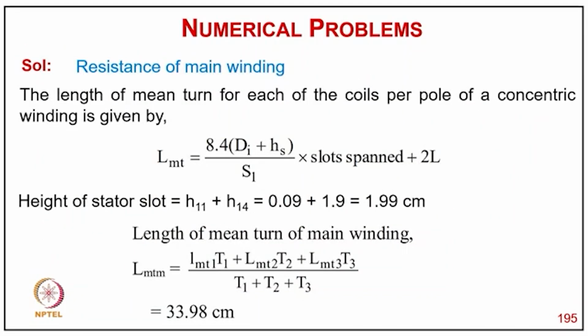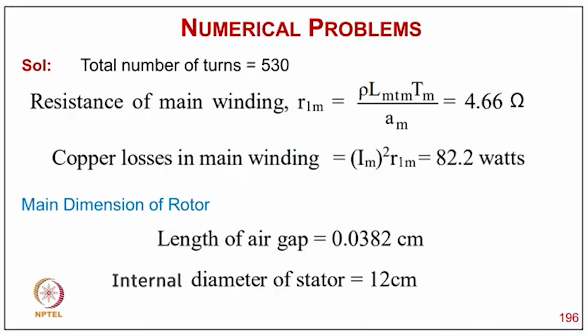Now coming to resistance of main winding. The length of mean turn of each of the coils per pole of concentric winding is given from this LMT, 8.4 Di plus hs upon h1 into slot span plus 2 dl, and the height of the slot from this relation. So LMT comes by putting all these relations 33.98 centimeter. And now taking total turns calculated already 530. So resistance of main winding R1, putting rho LMT upon AM, is 4.66 ohm, and copper losses in main winding IM square RM comes 82.2 watt.